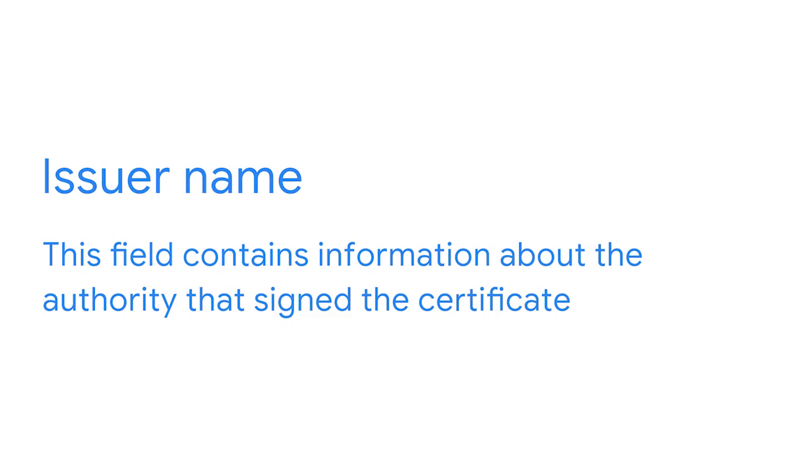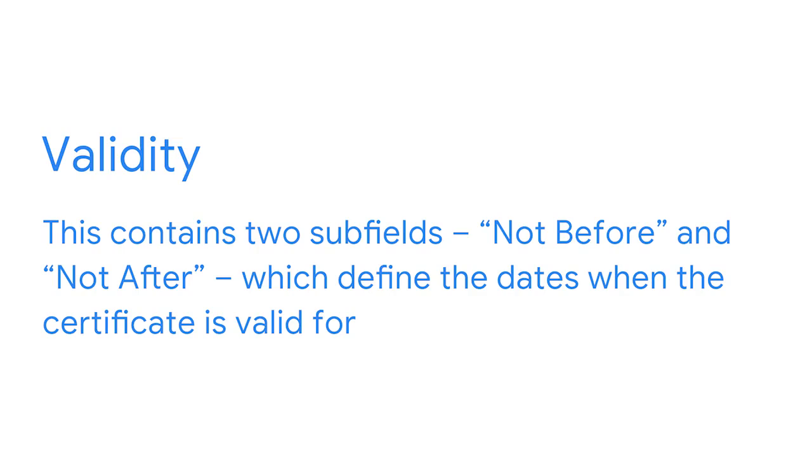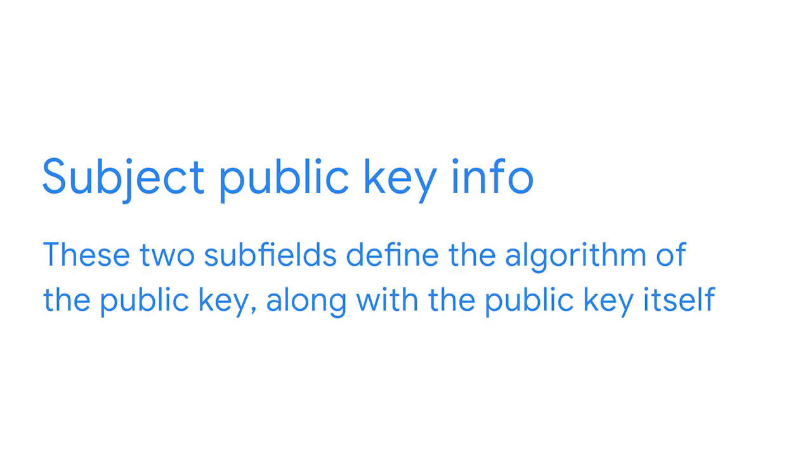This field contains information about the authority that signed the certificate. Validity. This contains two subfields, not before and not after, which define the dates when the certificate is valid. Subject. This field contains identifying information about the entity the certificate was issued to. Subject public key info. These two subfields define the algorithm of the public key, along with the public key itself.